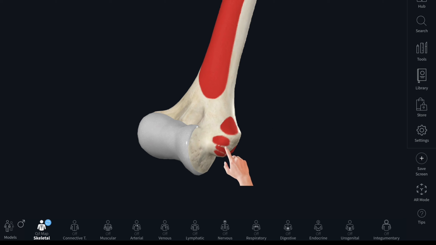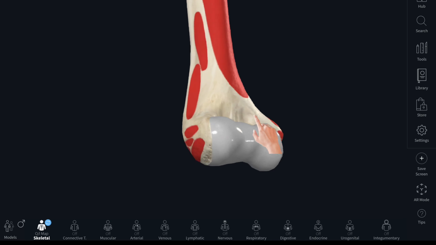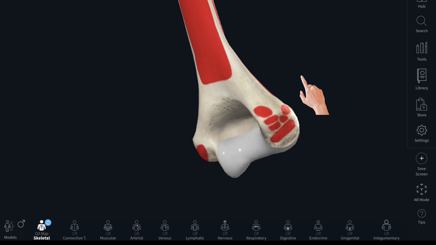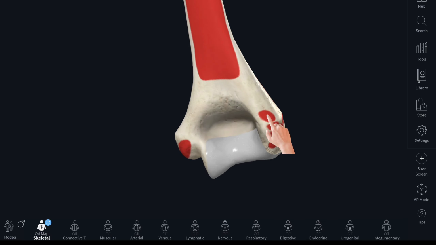The superficial extensor muscles of the forearm and supinator have a common origin from the lateral epicondyle. This is called the common extensor origin. The anconeus, Greek for elbow, arises from the posterior surface of the lateral epicondyle.